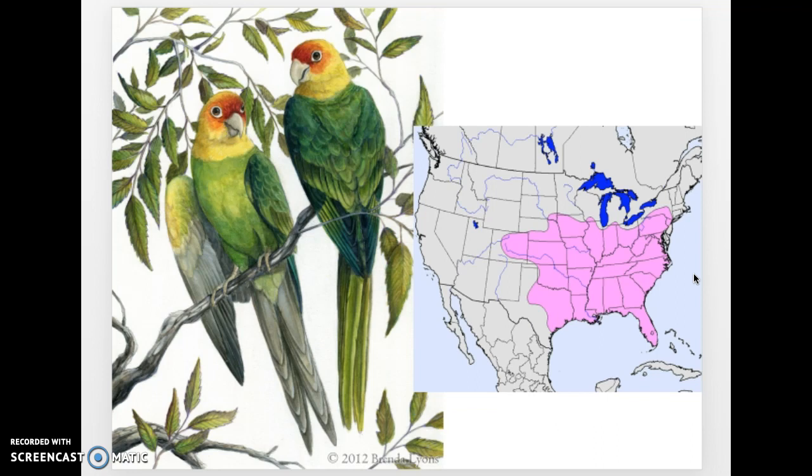This is the Carolina parakeet. Carolina parakeet was also a fairly abundant bird. It was the northernmost parrot in the world, and this is their native range. The Carolina parakeet is now extinct. It was hunted to extinction. They were considered a pest because they would often fly into farmers' crops in large flocks and ravage the crops. They were hunted to extinction.